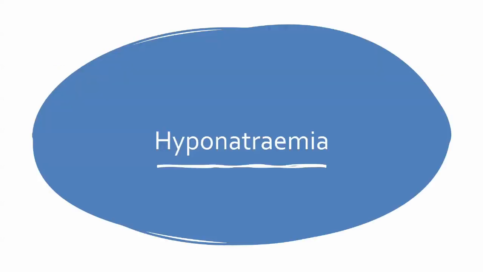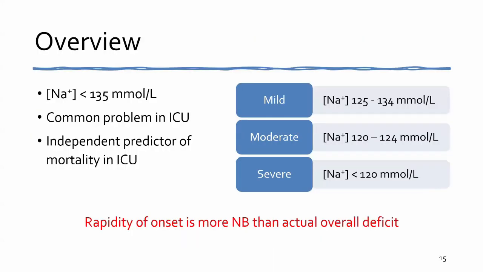Okay, so we're going to talk first about hyponatraemia. So this is defined as a sodium concentration in the plasma of less than 135 millimoles per liter. We can classify it as mild, moderate, or severe based on the absolute concentration.